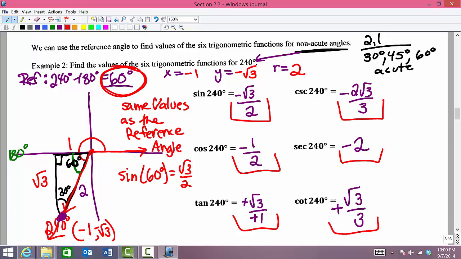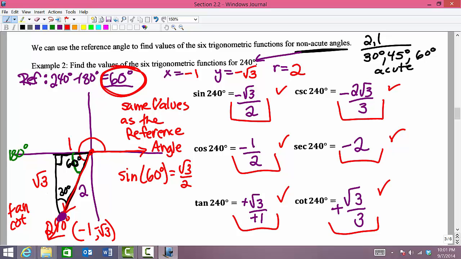The only difference between the values for 240 degrees and the values for 60 degrees is going to be the signs of each of our trig functions. We know that in quadrant 3, the only thing that is positive is tangent and cotangent. And when we go and look through all of our signs, we see that tangent is positive, cotangent is positive, and the other 4 trig functions are negative.